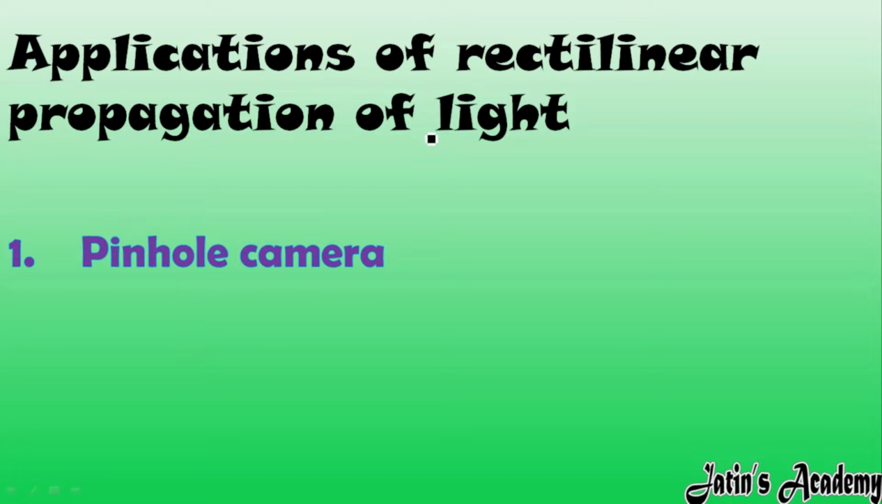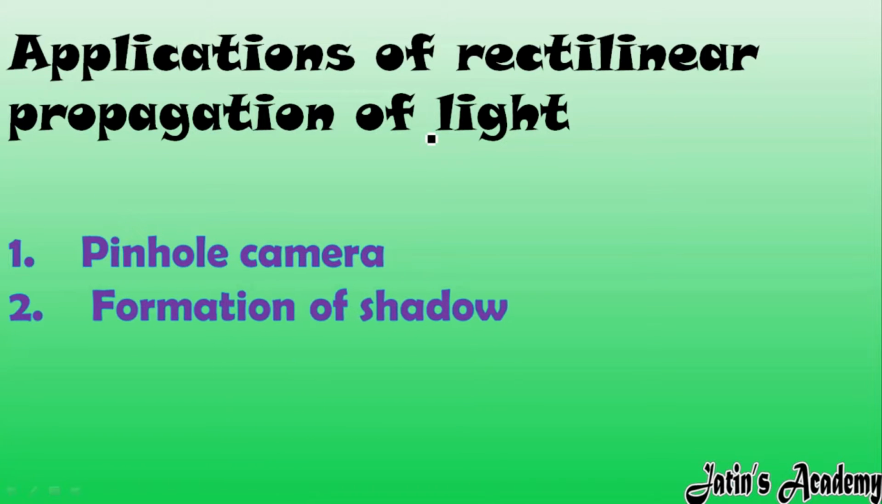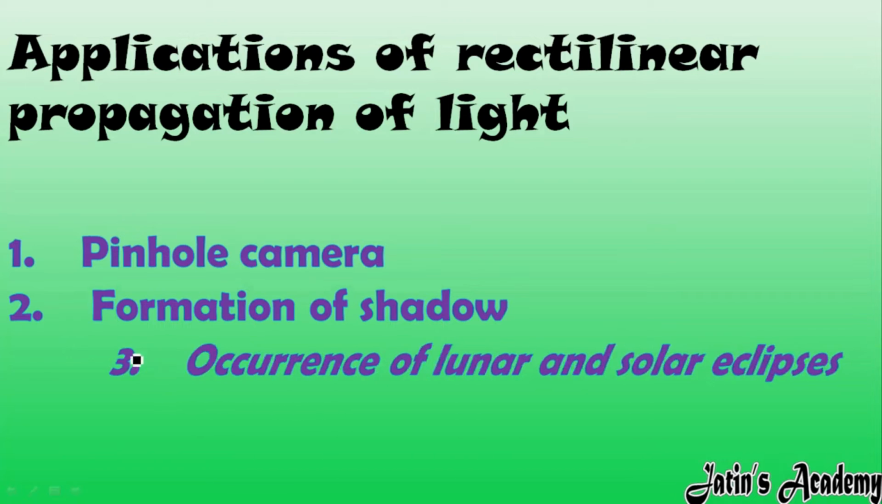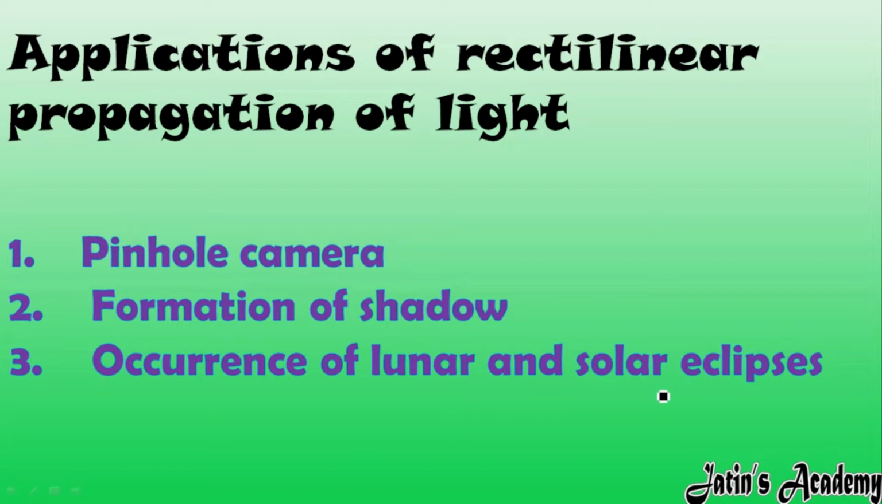First application is pinhole camera. Second application, we are having the formation of shadows. Shadows also form due to rectilinear propagation of light. And third, we are having occurrence of lunar and solar eclipse, or you can say Surya Grahan and Chandra Grahan. Okay. Principle of pinhole camera is rectilinear propagation of light. Formation of shadows principle is also this, rectilinear propagation of light. And the occurrence of solar and lunar eclipse principle is also rectilinear propagation of light.